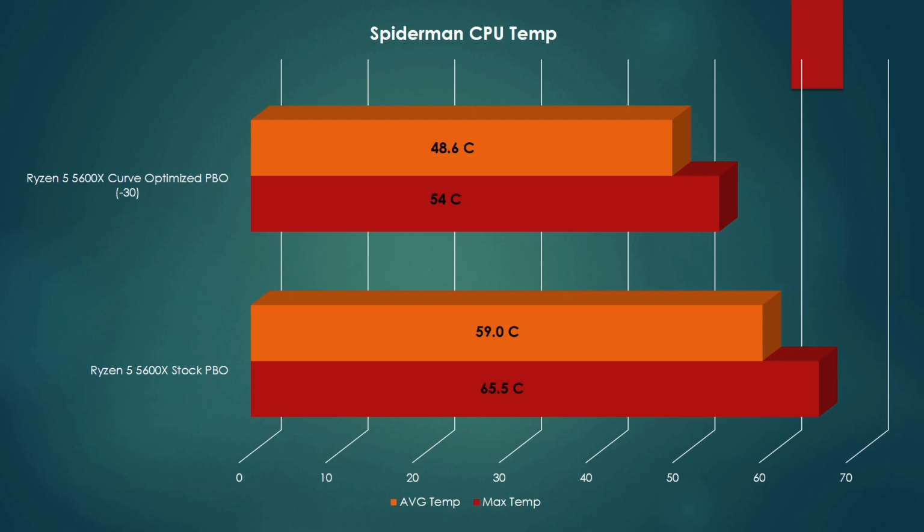Also, this alteration did not provide any instabilities or anything like that. So once you create your curve optimization, run a stress test, and you need to check if your system is stable enough to run this.